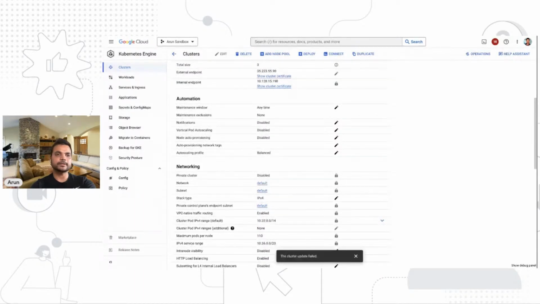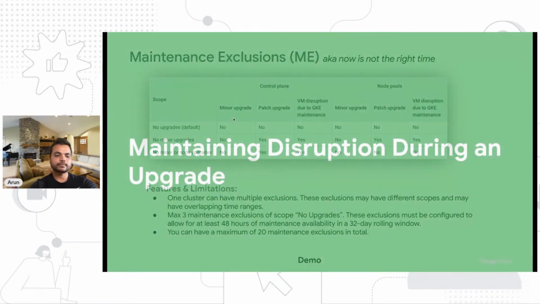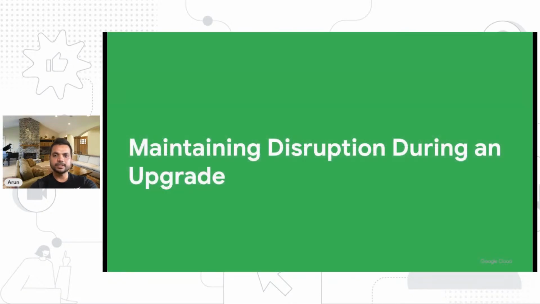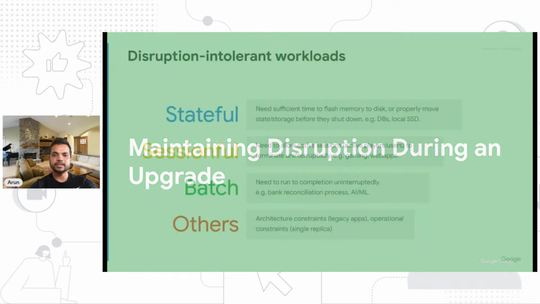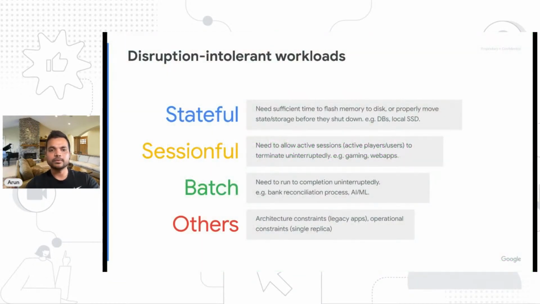So let's go back. Just a quick time check: we have close to 20 minutes. Let's talk about the disruption during an upgrade and how we can change our manifest file to make sure that we have enough time while we are upgrading our GKE cluster. So these are the types of workload: stateful or stateless, whatever you want to call it, batch and others.